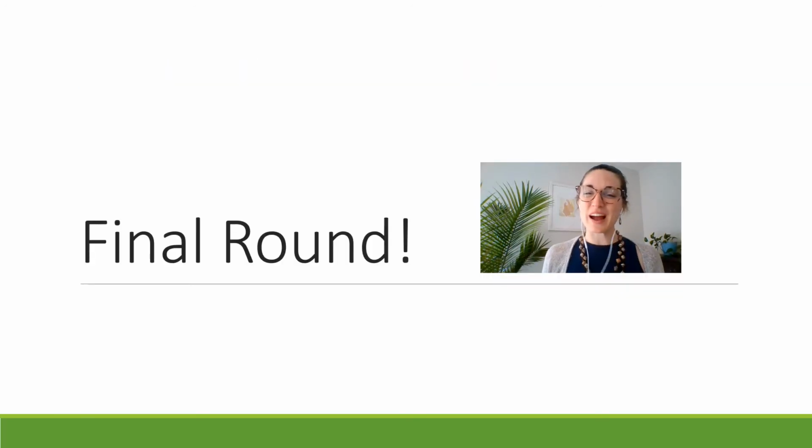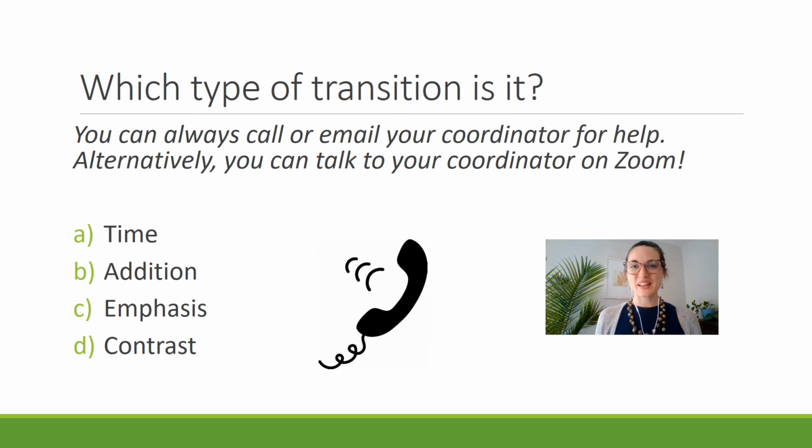Let's do a final round just to see what you learned today. Let's read the sentence. You can always call or email your coordinator for help. Alternatively, you can talk to your coordinator on Zoom. So, what's the transition in this sentence? That's right, it's alternatively. Now, taking a look at the options below, which kind of transition is it? It's contrast. Great job!